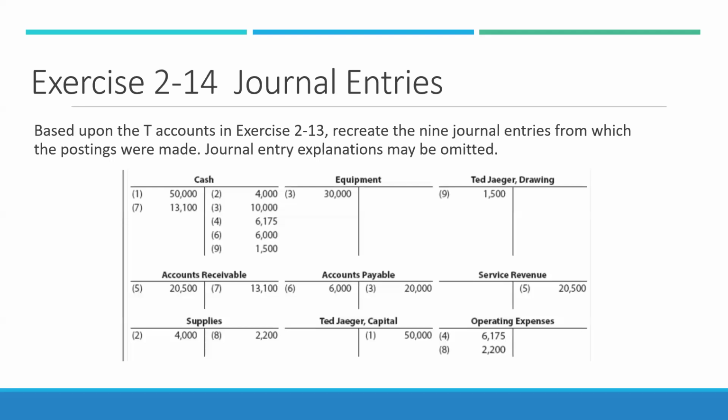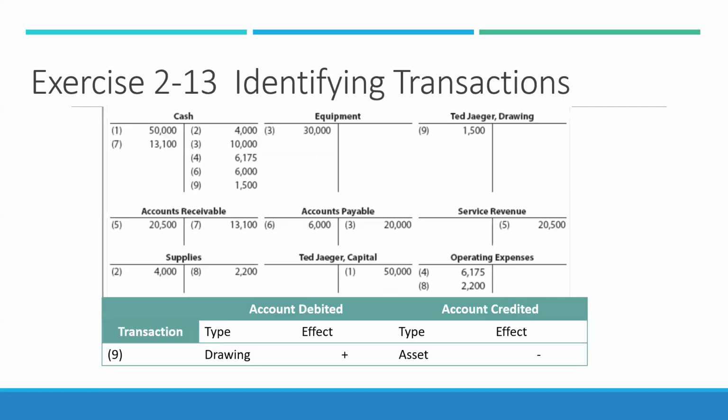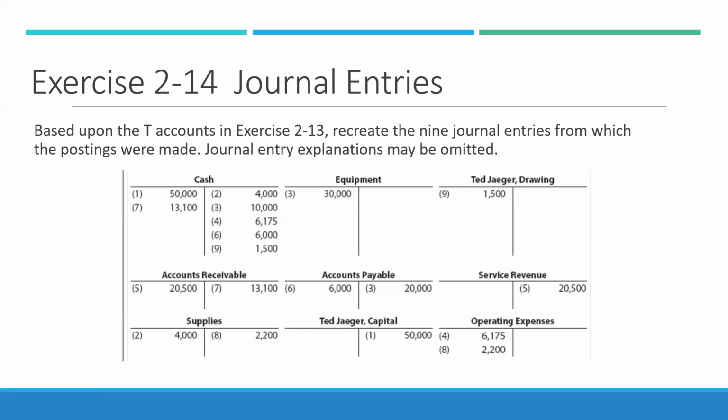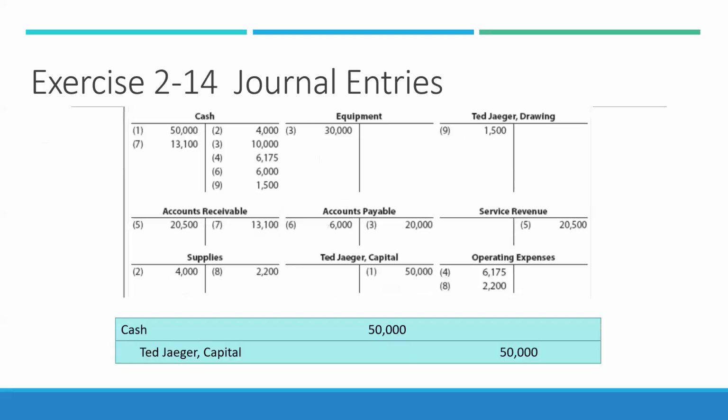Based upon the T accounts exercise, before we recreate the 9 journal entries from which the postings were made, you don't need to have the explanation, right? Because you can't figure that out, but you can know what the journal entry was. So for transaction 1, we had a debit to cash. So we'd have cash and then we would have capital. So you'd have cash on your left, indented, you'd have capital, and then cash, debit, owner's equity, credit. And it would look like that.